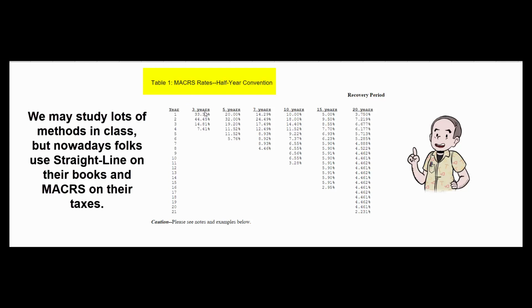You got a 3-year asset, these are the percentages you use, 5-year, these are the percentages, and this assumes the half-year convention, so it assumes every asset you put into place at the middle of the year, every asset you took out midway through the last year. And so that's what's going to happen. Books, straight line, taxes, modified accelerated cost recovery system.